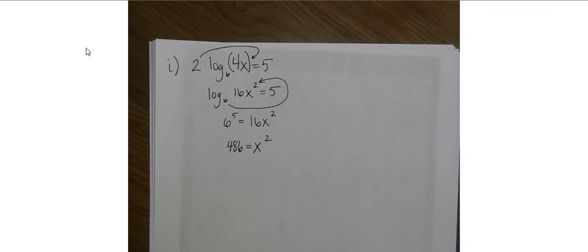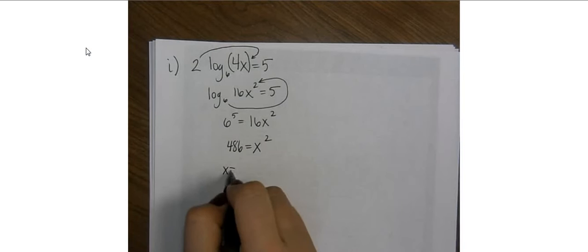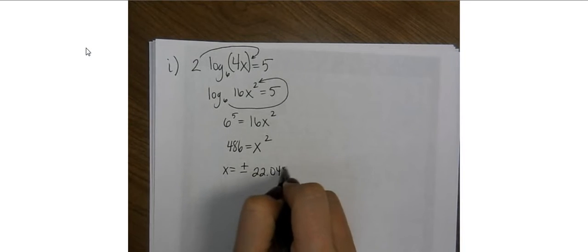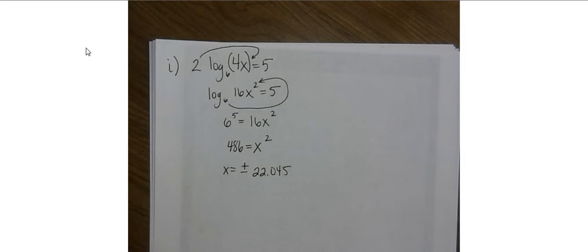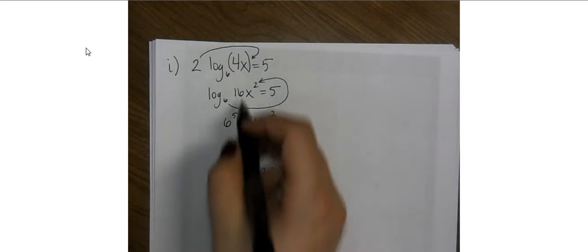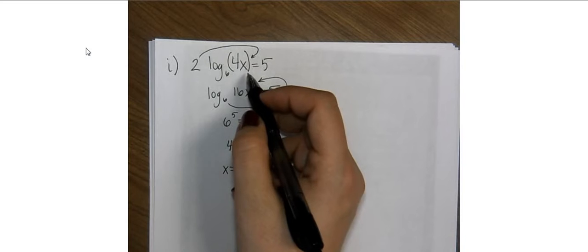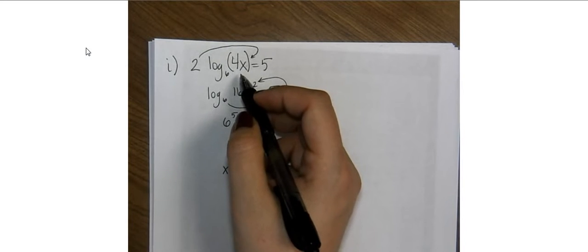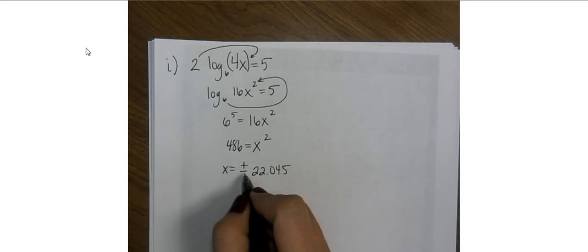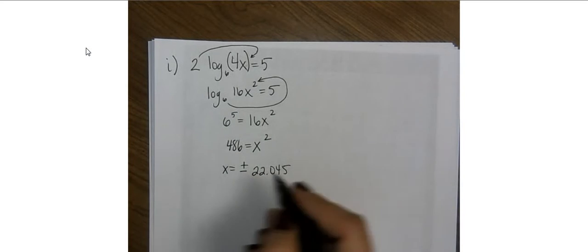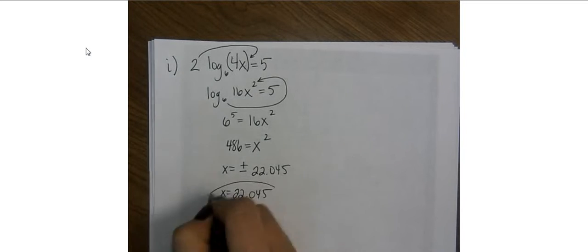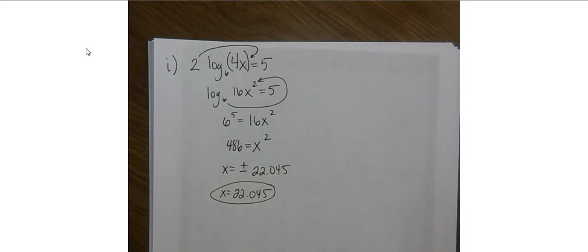So now when you take the square root, remember when you're solving for x, you end up getting plus and minus 22.045. Now here's the issue. If I plug in that negative, I'm going to get undefined, right? The domain has to be greater than 0. So that means that this negative solution is extraneous. So the only solution I end up with is 22.045. So when I'm saying check for extraneous solutions, that's what I'm talking about, okay?